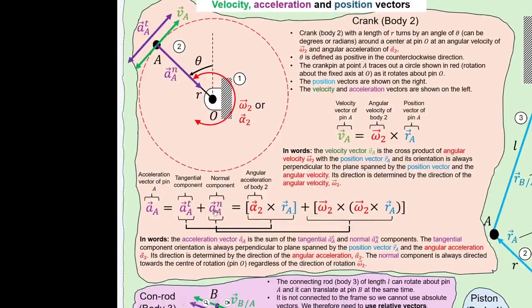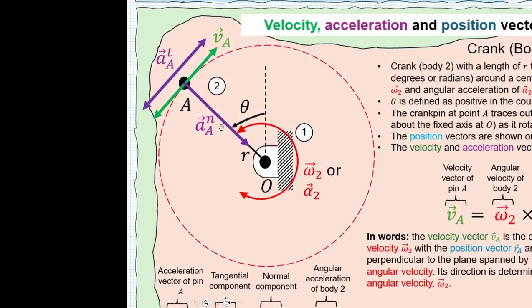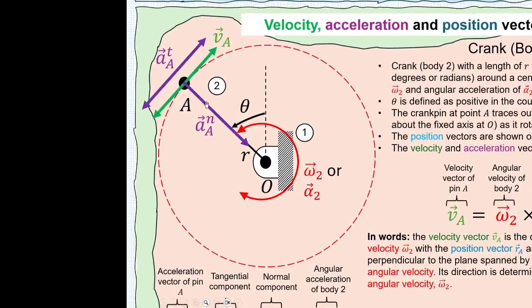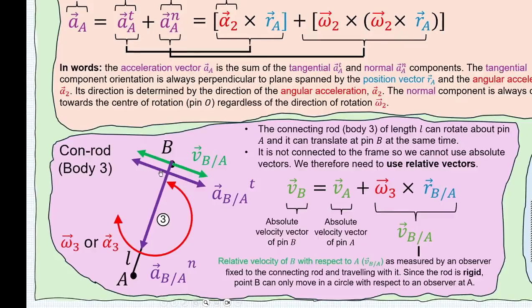The normal component is determined by 2 cross products over here, the first of which resembles the velocity value over here, and we then take the cross product of that value with the angular velocity. The result is a vector that always points to the center of rotation as shown here, regardless of the direction of the angular velocity. Let us now look at the motion involved in the connecting rod or body 3.